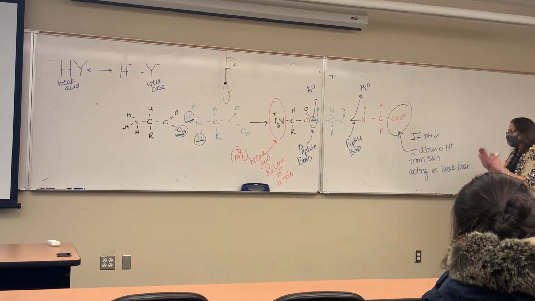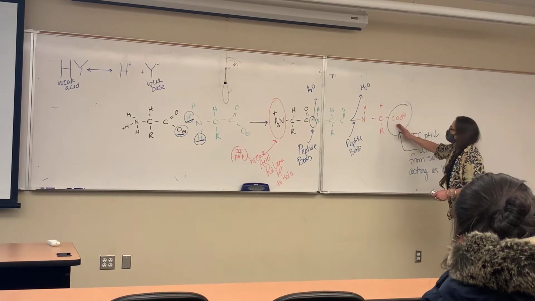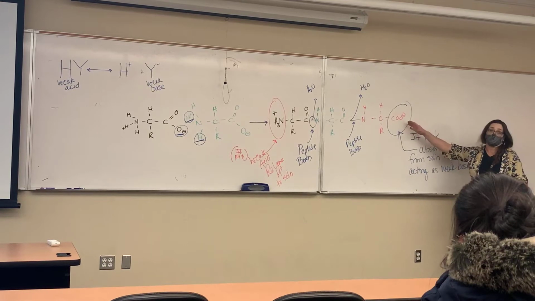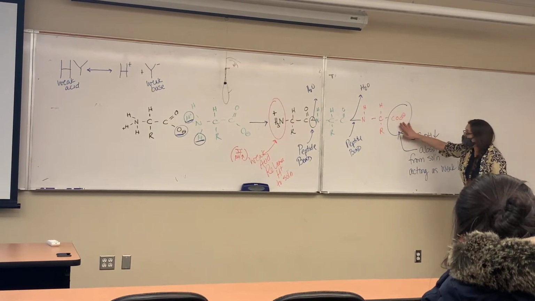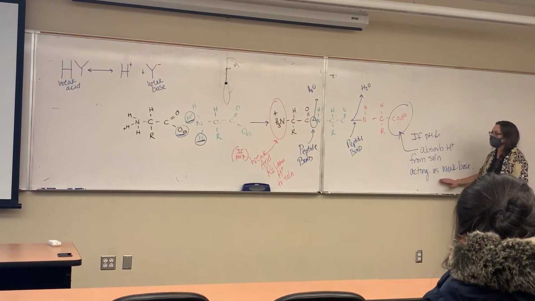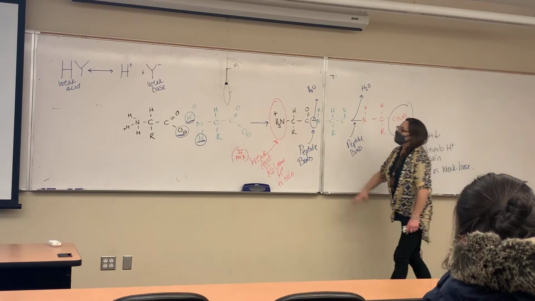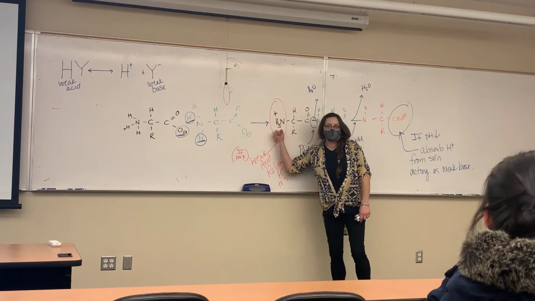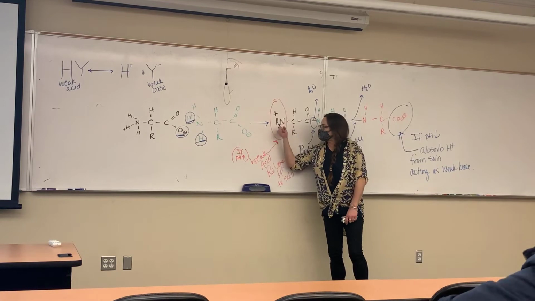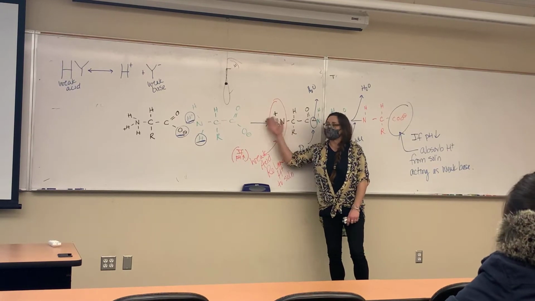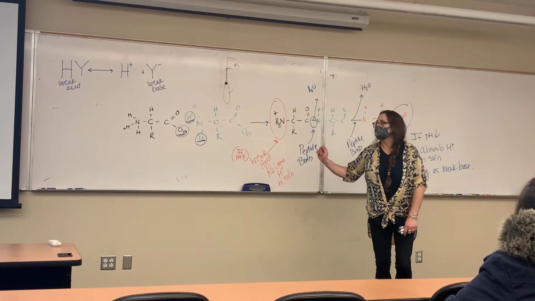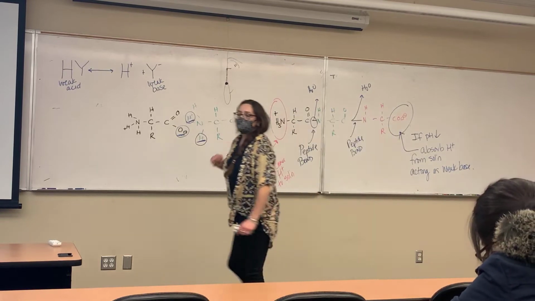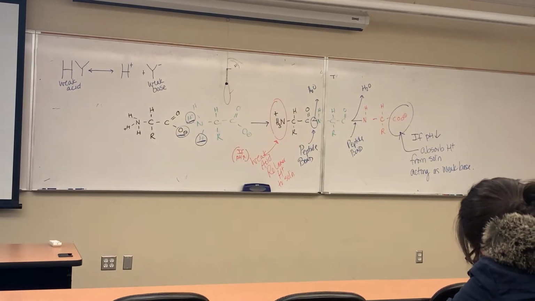What I want you to know is what a carboxyl end is, and that this carboxyl end can act as a weak base by absorbing hydrogens. The amino end, I want you to know what an amino group looks like, and that that can act as a weak acid and release hydrogens. Okay, questions on that? Okay.